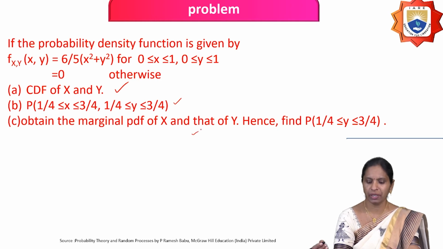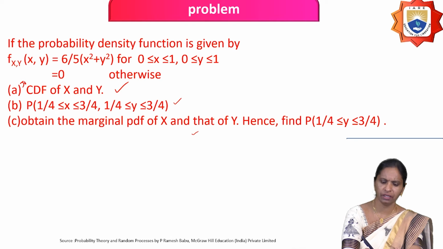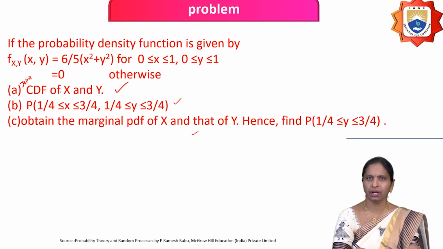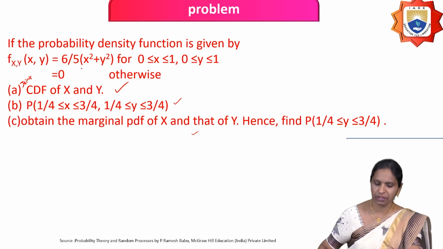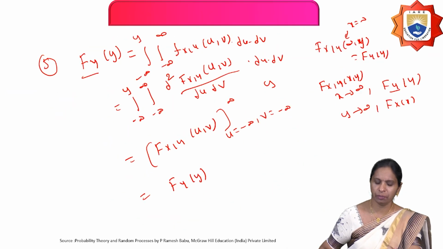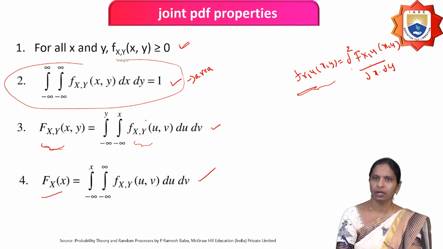And the third problem is to obtain the marginal density functions of x and y. Nothing but you have to calculate fX of x and fY of y. After that, you have to calculate the probability of the random variable y taking values from 1 by 4 to 3 by 4. What is the first one you have to calculate? You have to calculate the CDF of x and y, that is, the joint CDF of x and y. How can you obtain this one? This can be obtained from the properties of the distribution function. See here, they have given the density function, you have to calculate the joint CDF.